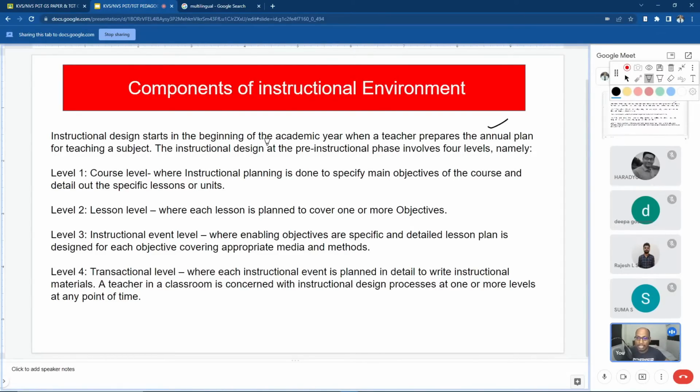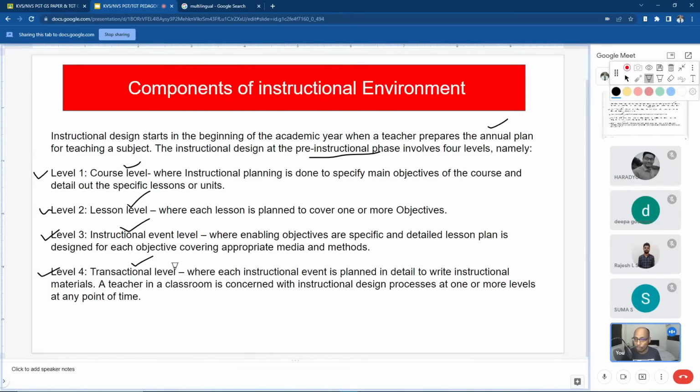The instructional design at the pre-instructional phase involves 4 levels. Let me read again. We are discussing designing classroom instruction. At the pre-instructional phase there are 4 levels. First one is course level. Second one is lesson level. Third level is instructional event level. And the fourth one is transactional level.